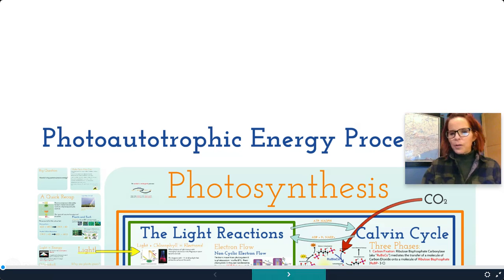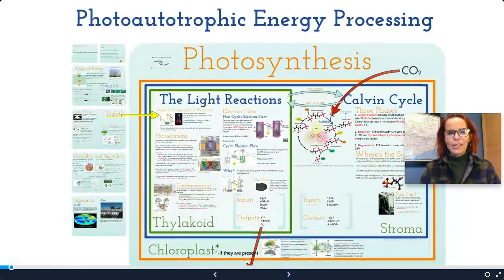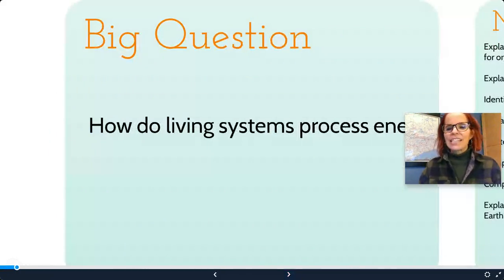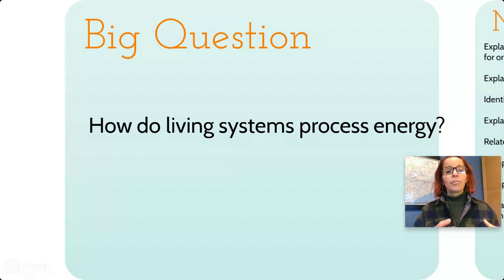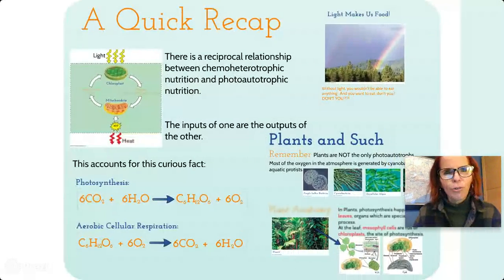All right, so what we have been focusing on up to this point is how living systems process energy. We talked about how the energy has been stored in glucose molecules, and we can gradually pull the energy off of that to make our ATP during cell respiration. How does the sun's energy get stored in the glucose molecule in the first place? That's what we're going to look at today, photosynthesis.